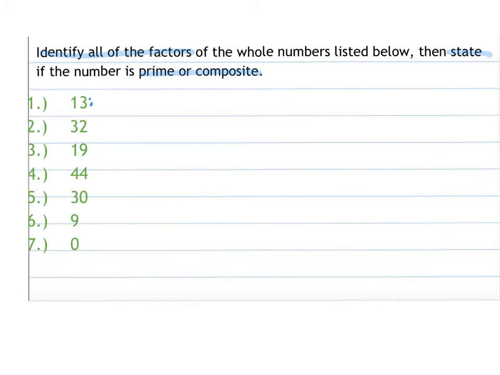13, so I'm going to list the factors. I know that 1 times 13, so maybe I write that out. It's not divisible by 2 because it's not even. 3 times 4 is 12, so nothing else in there will fit.